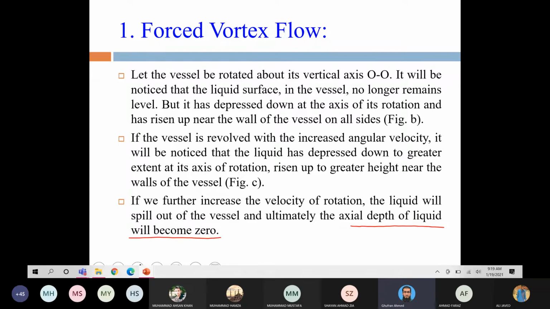Any question? Any question related to vortex flow?